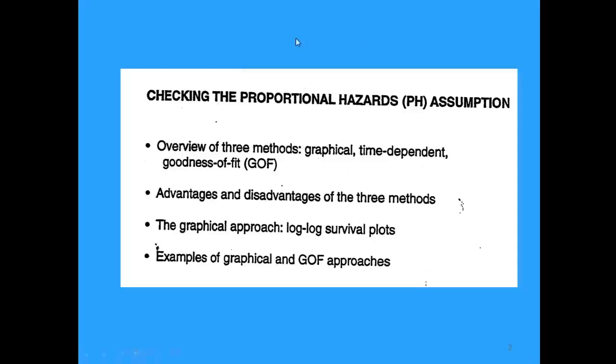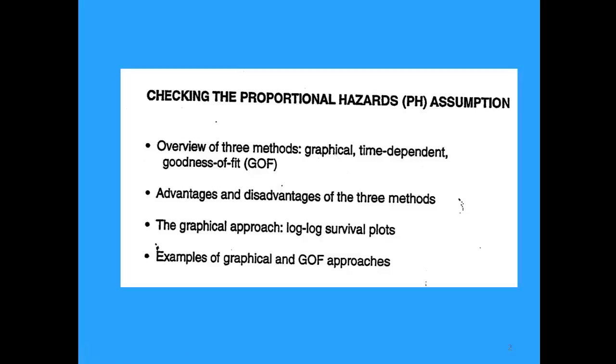And it turns out that there's not one way to do it. There are several ways. In fact, there are three main ways. One is graphical. One is to use time-dependent variables, which we can't really talk about now because that's something down the road, a couple of weeks from now. And then there's another thing called the goodness of fit test. So there are three ways you can check the proportional hazard assumption, to see if it's satisfied. What I mean by graphical, for example, is you do something to get a plot, okay?